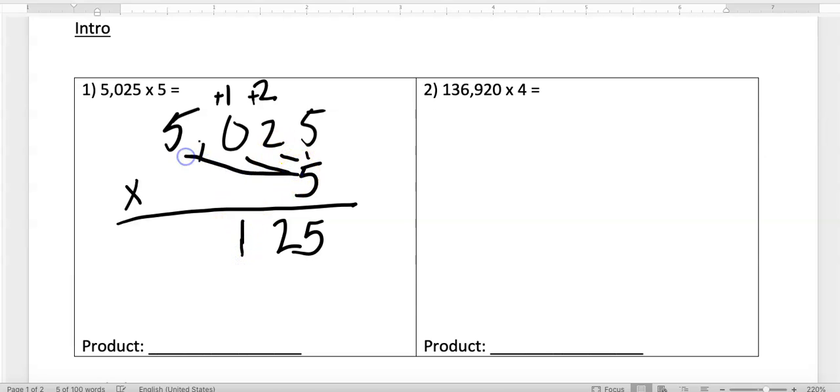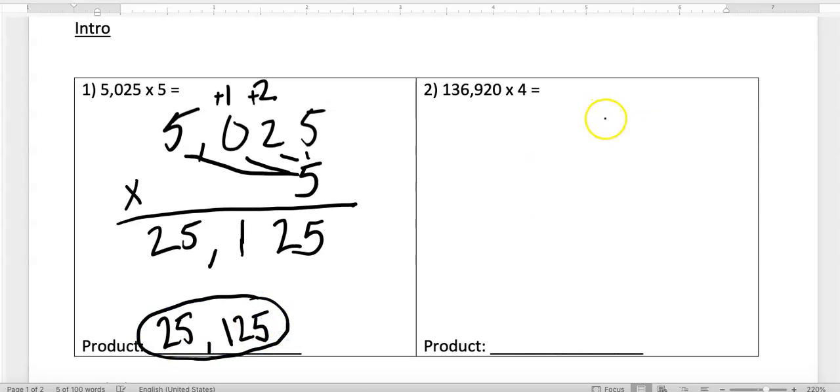Coming all the way over to my thousands place. 5 times 5 again is 25. I'm simply going to write 25 because there is no other digit for me to multiply by. Bringing my comma straight down or counting 3 over. 1, 2, 3 and placing my comma, knowing that I am separating my hundreds and my thousands. The product is 25,125.